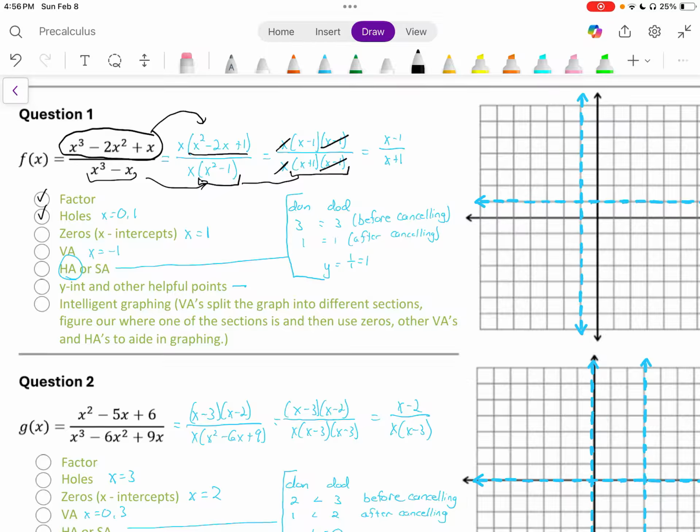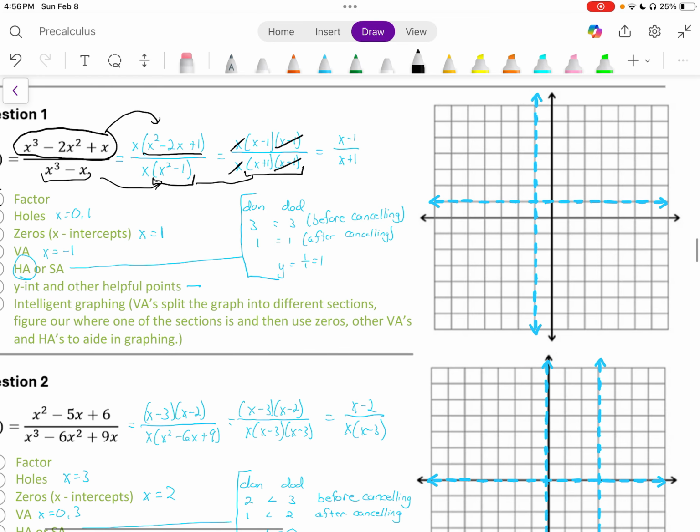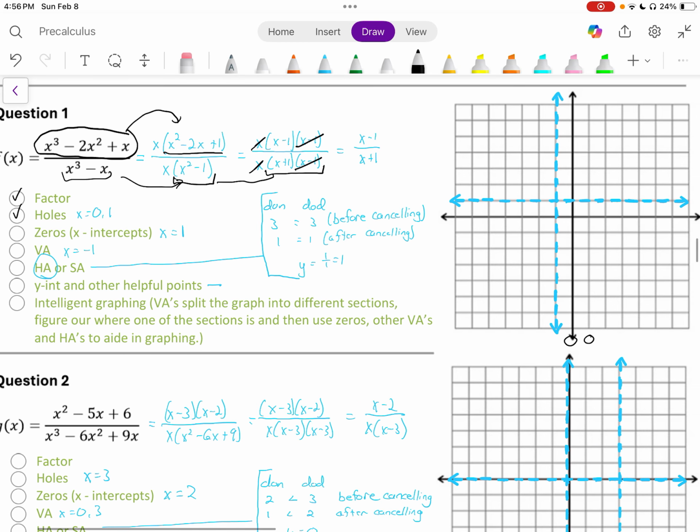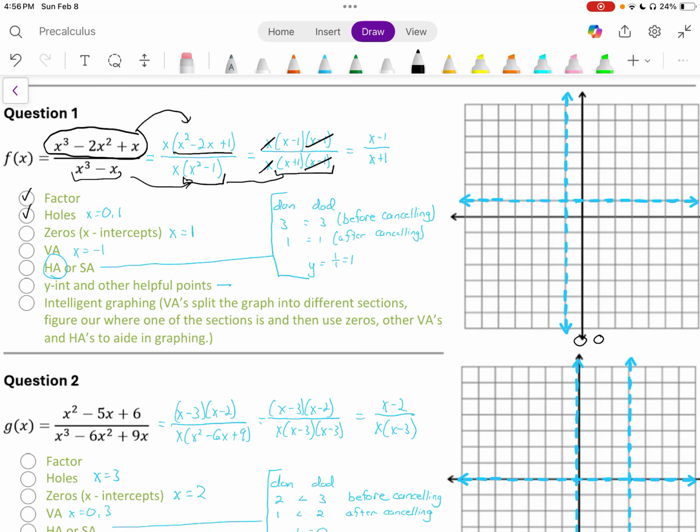So we did that part. So let's go ahead at 0 and 1. We'll put holes there. All right, zeros. Those are the values that make the numerator equal 0. So on our completely factored part here, x equals 1 is going to be a 0, which actually is where one of the holes is. So this x equals 1 will help us graph the function, and then we'll go ahead and put a hole there on the graph.